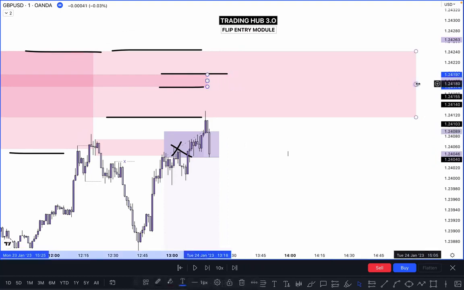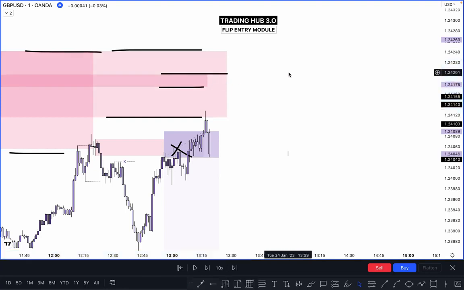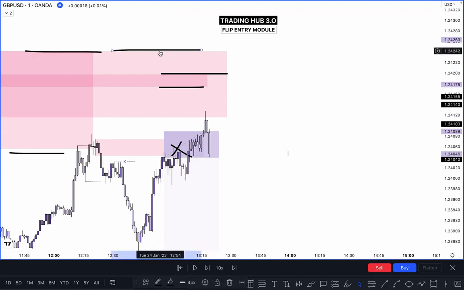First order block is here, and this one is our unmitigated refined order flow, correct? So price taps on your refined order flow, which is here, and if the market gives you any reaction here in a lower time frame based on the flip CHoCH, then definitely you can enter here for a sell.